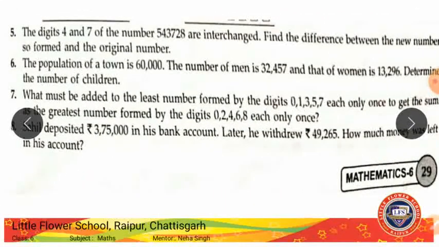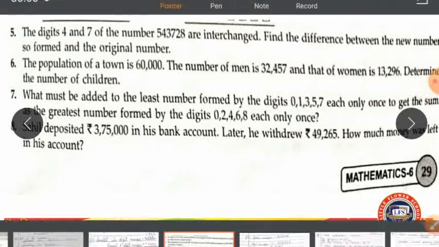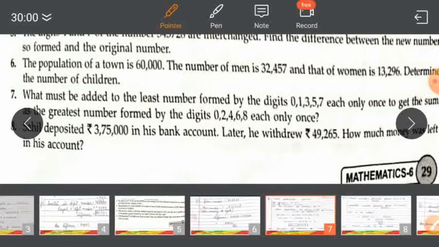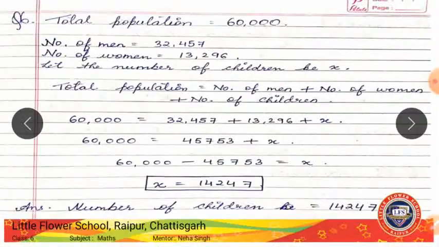Sixth question. Population of a town is 60,000. Number of men is 32,457 and number of women given is 13,296. We need to determine the number of children. So total population, what it is given? Total population is given 60,000. We will note down the number of men given, number of women given.